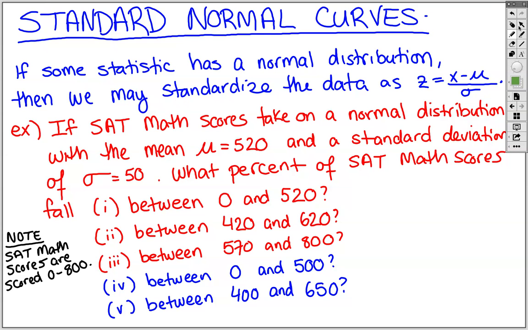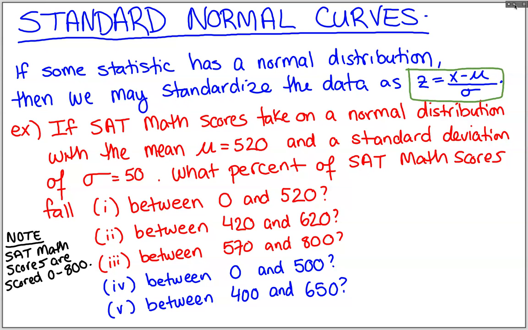So a standard normal curve is a normal curve. Now, it's standard because what we do is we standardize a variable. And I'm going to discuss some of this now. So if some statistic has a normal distribution, then we may standardize that data. And this is the way we do it. We do it as this new standardized variable, z, is equal to whatever the variable was minus whatever the mean was over whatever the standard deviation was. Okay.